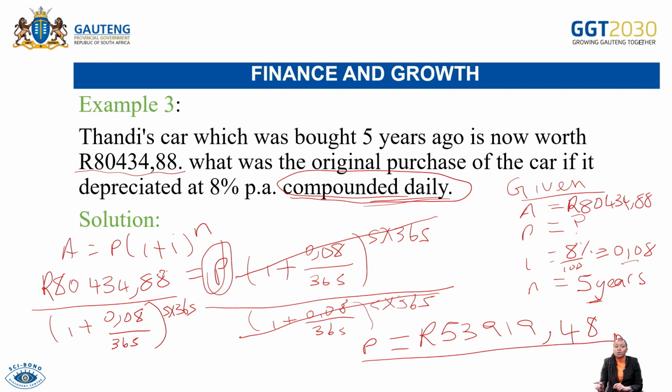So that's your answer. We have listed everything that we were given, which is the A, the I, and the N, and then they said we must find our P. You will get a mark for the correct substitution into the correct formula, and you also get a mark for knowing that you need to divide by 365 and multiply the exponent by 365. Then you also get a mark for the final answer.